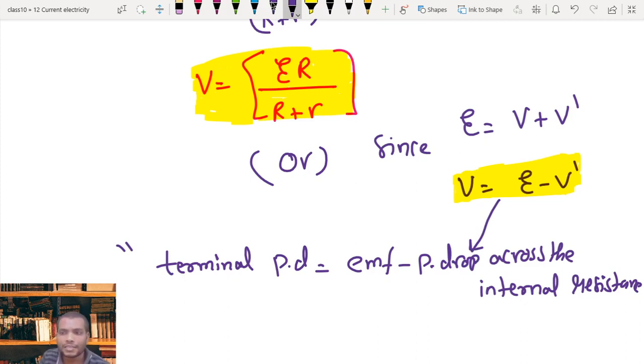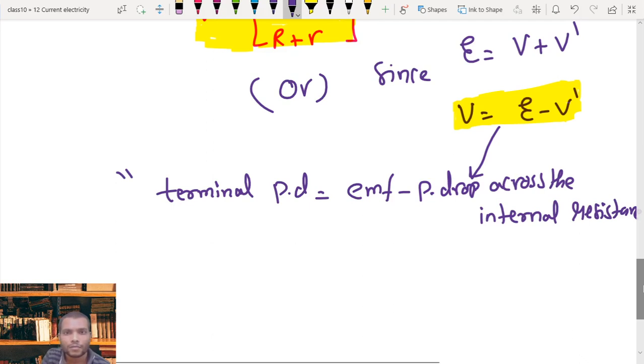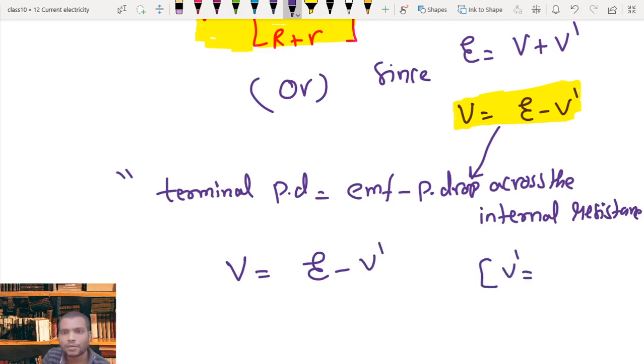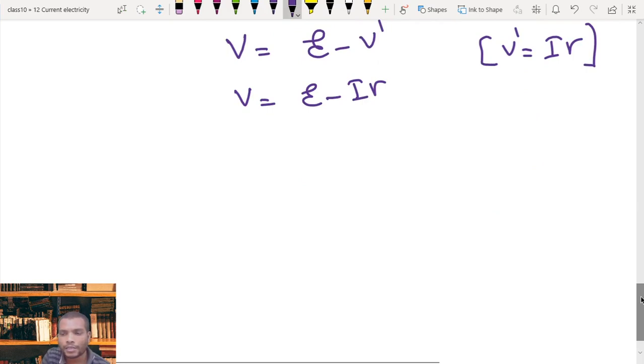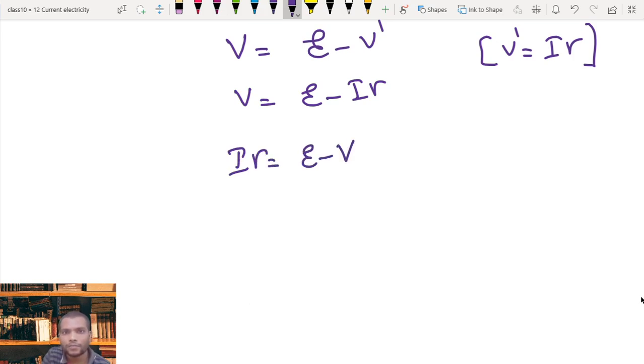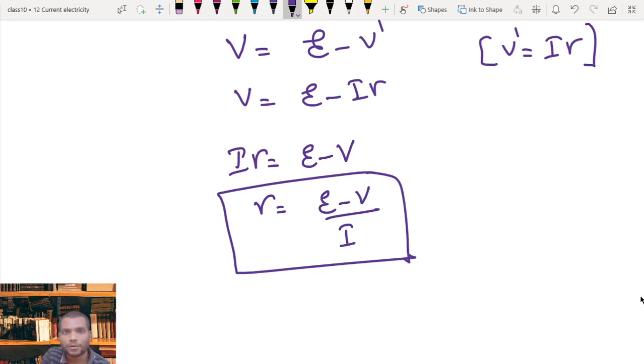Now from this expression we can easily write the formula for internal resistance r. Terminal potential difference V equals EMF minus V dash. Since V dash equals I times internal resistance r, V equals EMF minus I times r. So I will rewrite this expression: I times r equals EMF minus V. Therefore r equals EMF minus V upon I. So this is the expression for internal resistance, where E is the EMF, V is the terminal potential difference, and I is the amount of current flowing through the circuit.